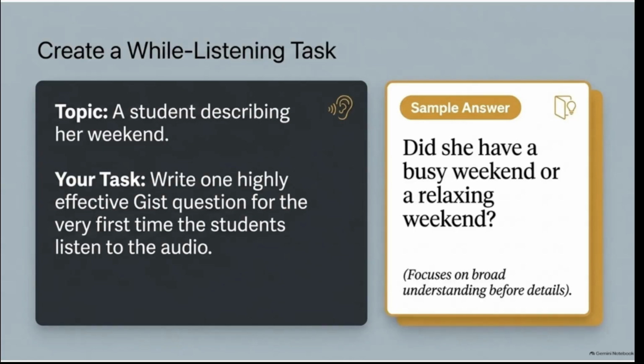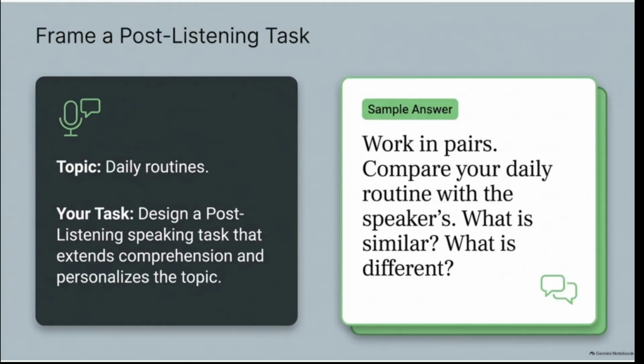This is an important distinction. A gist question should answer, what is the overall message? It should not require students to identify small details. Once students understand the gist, we can move to more specific questions during the next listening. So, when designing your first listening task, always ask yourself, can students answer this question by understanding the general message? If the answer is yes, you probably have an effective gist task.